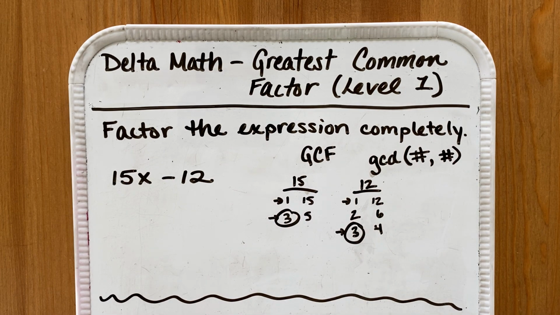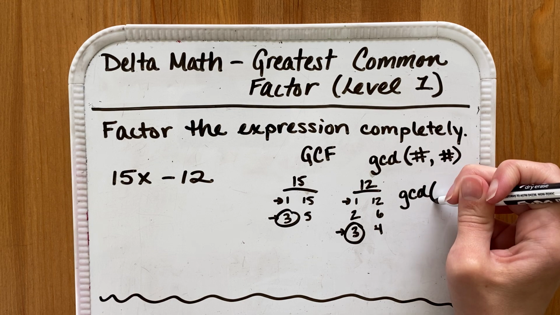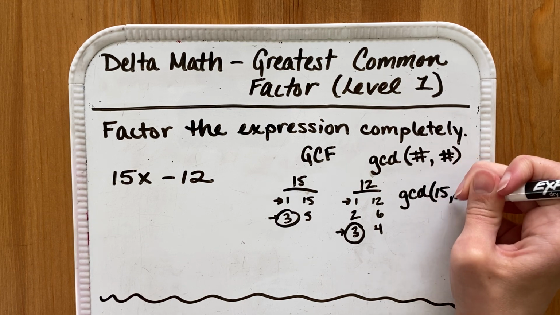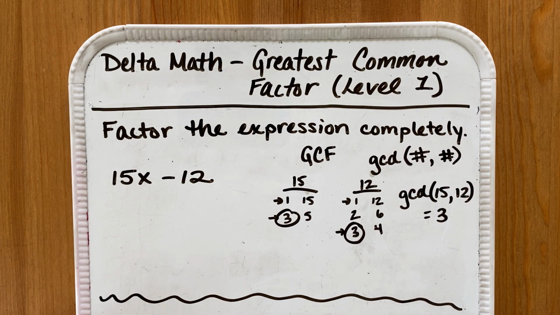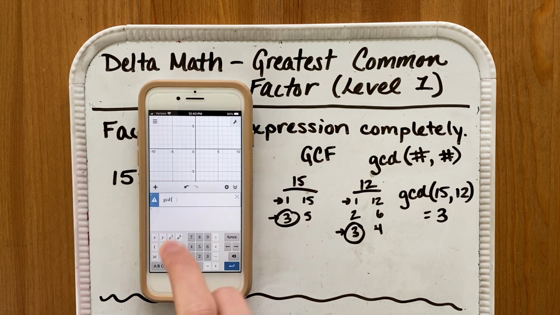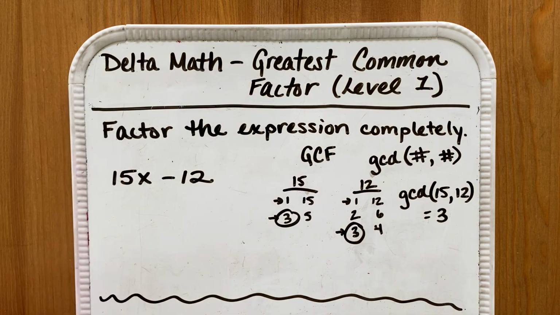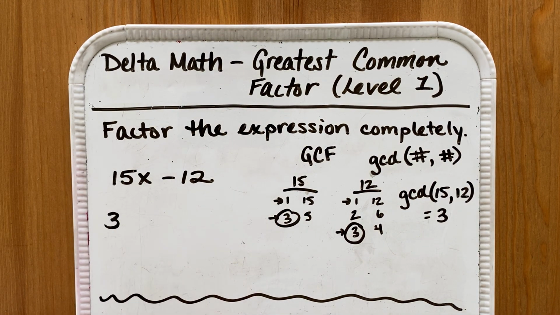So that's our GCF. If I were to do this one on Desmos, it would look like GCD. I would type in 15, 12, and it would give me equals 3 as well. Okay, you can see that in action right here. This would be what it looks like in class. If I type in GCD and type in 15, 12, it'll pop out that it's 3, just to confirm our answer. So I write that down as my GCF, and then we have to divide that out.